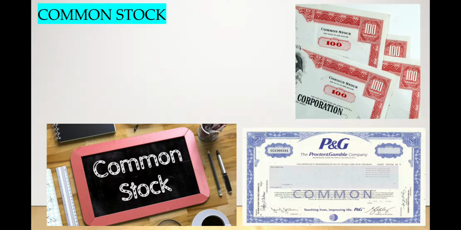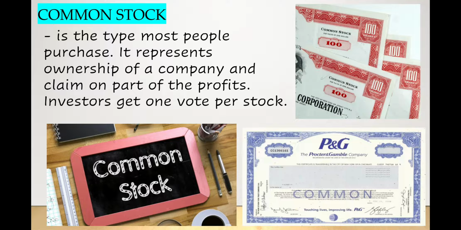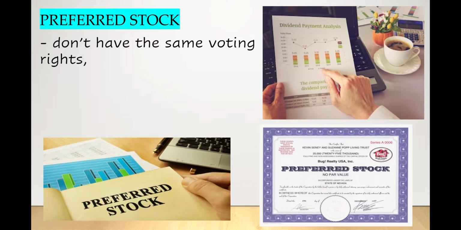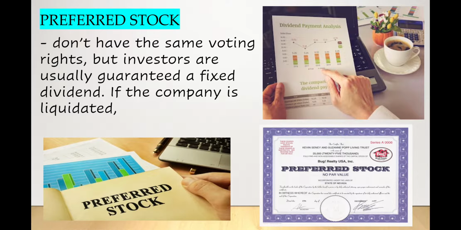What is a common stock? It is the type most people purchase. It represents ownership of the company and a claim on part of the profits. Investors get 1 vote per stock, while preferred stock doesn't have the same voting rights, but investors are usually guaranteed a fixed dividend. If the company is liquidated, they are paid off first.